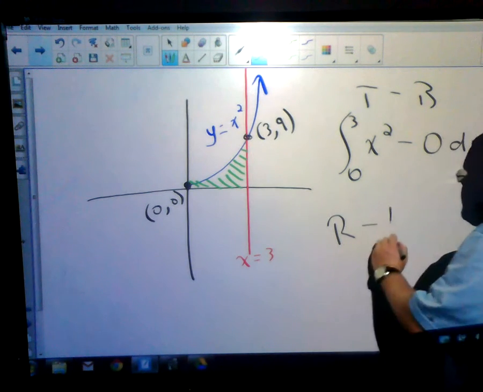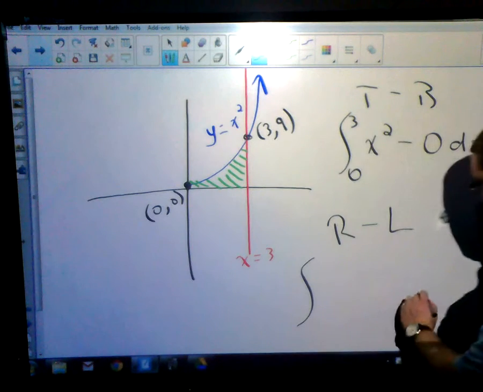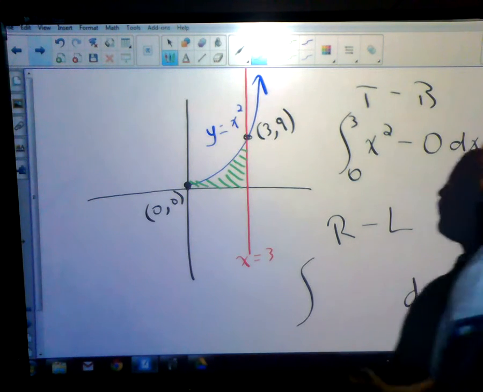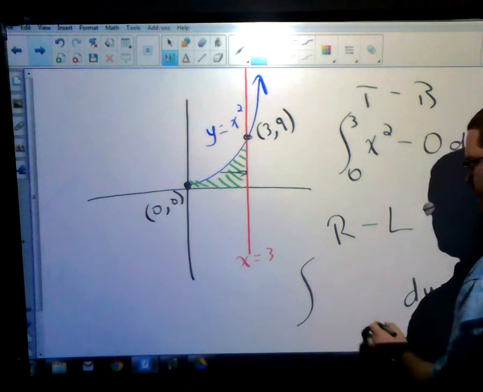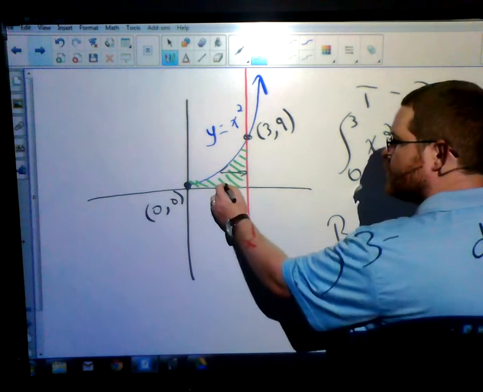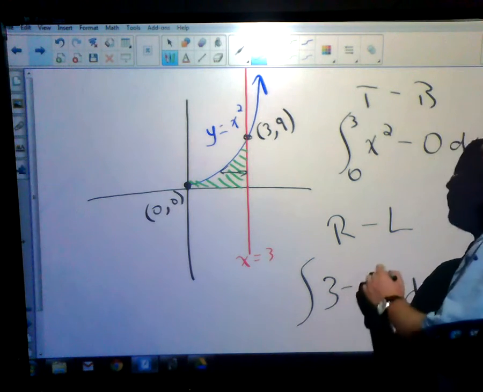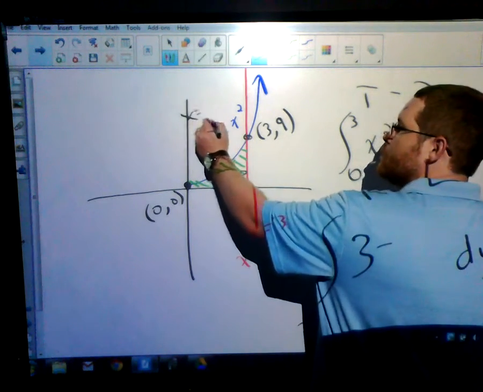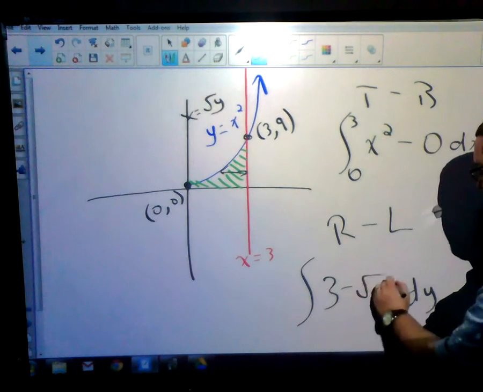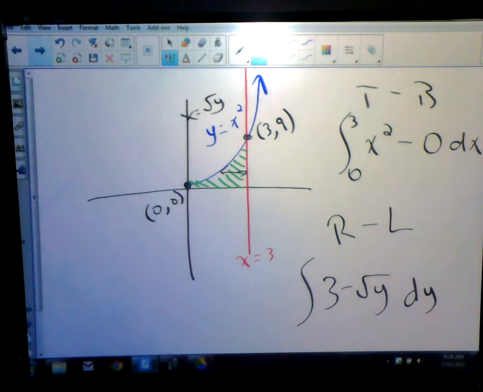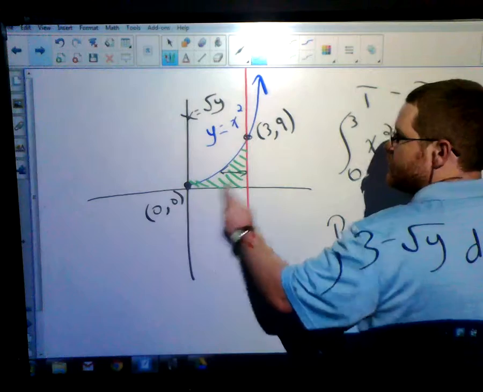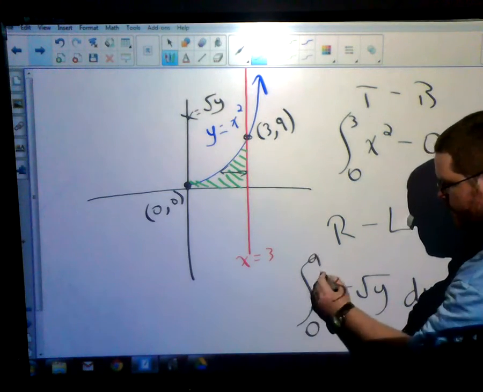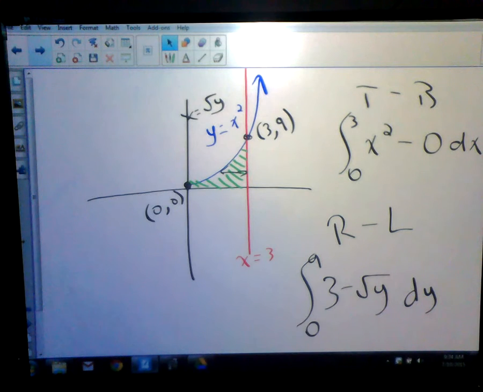What if I wanted to go right minus left? Well, you can still do that. We're going to use dy's. What is the right side of this function? It's 3. Minus, what's the left side of this function? It's x squared. But I can't put x squared into a dy problem. So x equals square root of y. So it's 3 minus square root of y. What are the bounds? Well, I look at the y values now, 0 and 9. So here's an example where either way works. You just get to choose which one you want to do. Personally, I would do this one. It's much, much, much easier. But this is still possible.